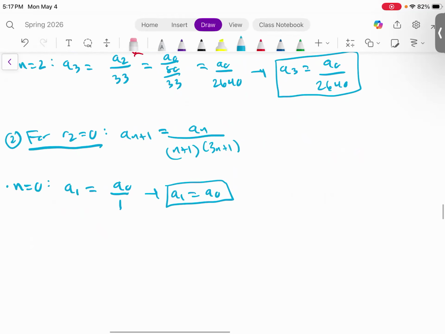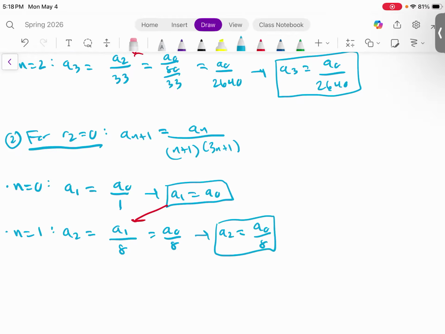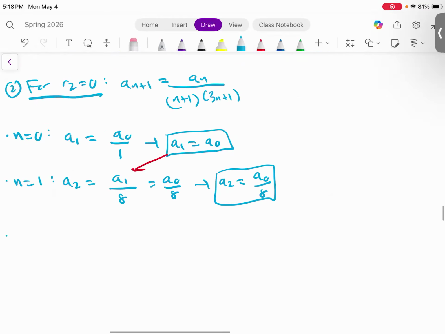Okay. So now for n equals 1, I get a2 equals a1 over, looks like it would be 8. Okay, but a1 just equals a naught. So that means it would be a naught over 8. So a2 is just a naught over 8. Okay, a nice simple number so far.